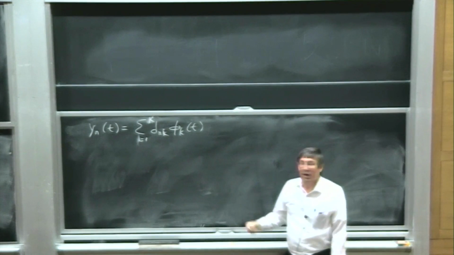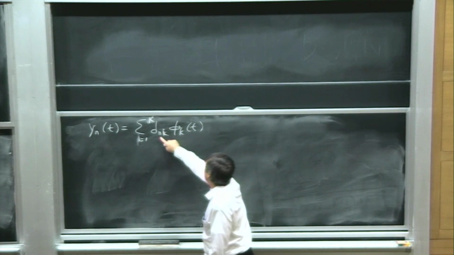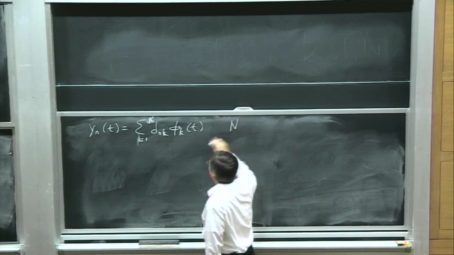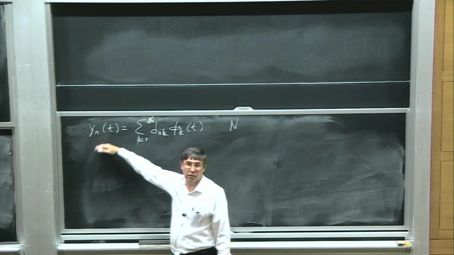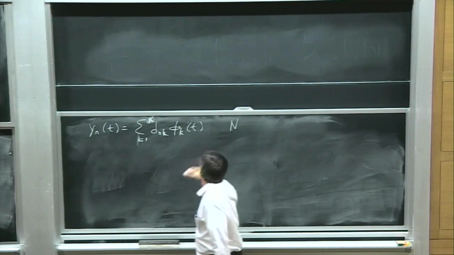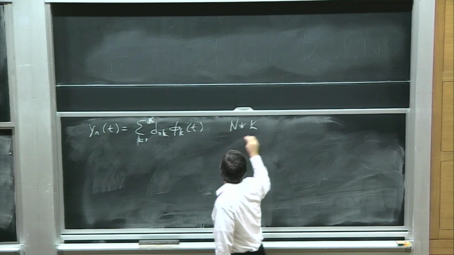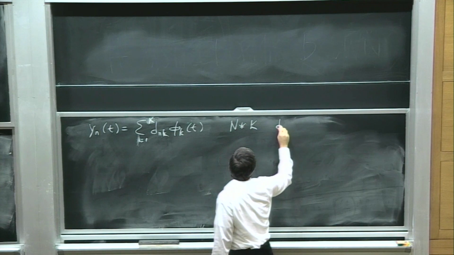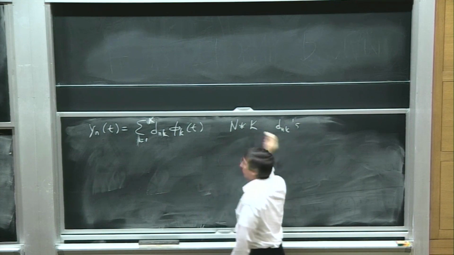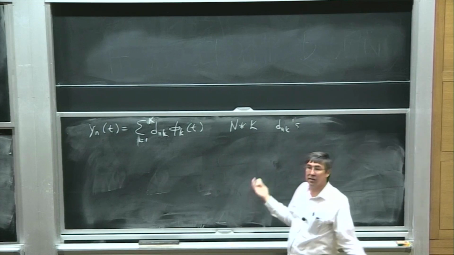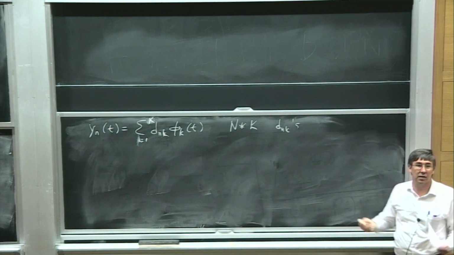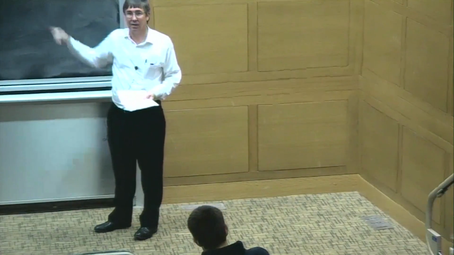So how many D_nk's are there? There's N, where N is the dimension, the number of ODEs or the number of components in y, times K. That's how many D's we've got that we're going to adjust. So if we want to have an equal number of equations and unknowns, we have to have as many equations as that, right?